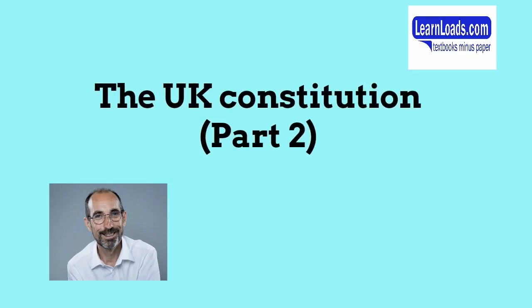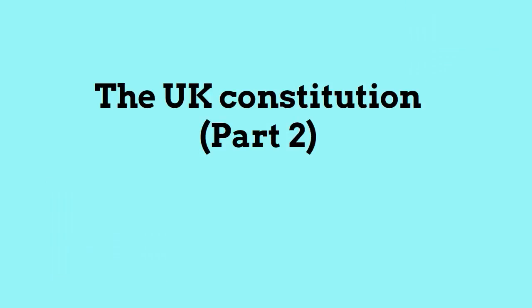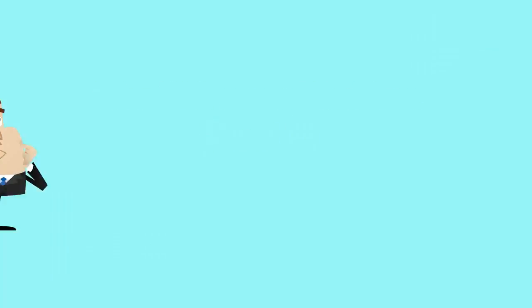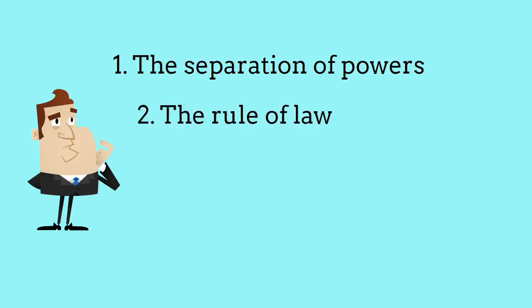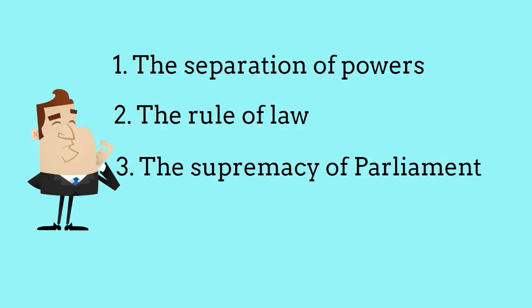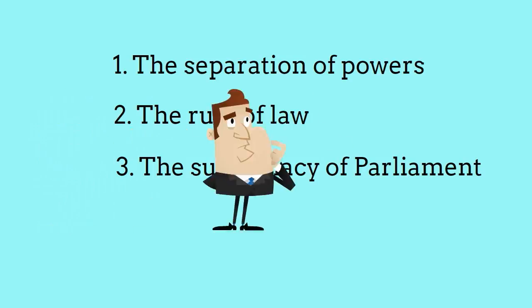In the UK Constitution Part 1, this is Part 2, I looked at where the UK Constitution comes from, in other words, the sources of the Constitution. At the end of Part 1, I mentioned three principles which, at least in theory, underlie the Constitution. These are the separation of powers, the rule of law, and the supremacy of Parliament. So in this second video, I'm going to say a little bit more about these three ideas.